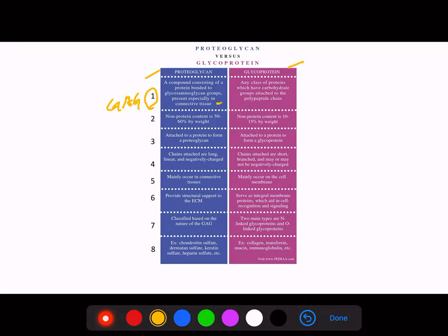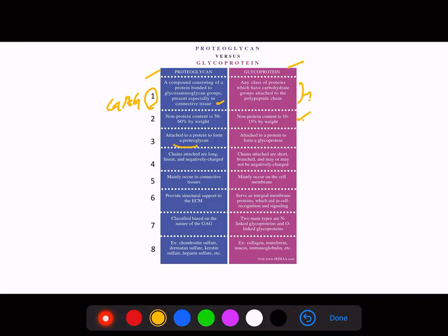Yes, there's one proteoglycan in the basement membrane, but that is only one kind. And any class of proteins which have a carbohydrate group attached to the polypeptide chain is a glycoprotein. So a small proteoglycan can be a glycoprotein too. The non-protein content is 50 to 60% by weight, so the majority of the weight is coming from sugar. And the non-protein content is less than 10 to 15% in glycoprotein.